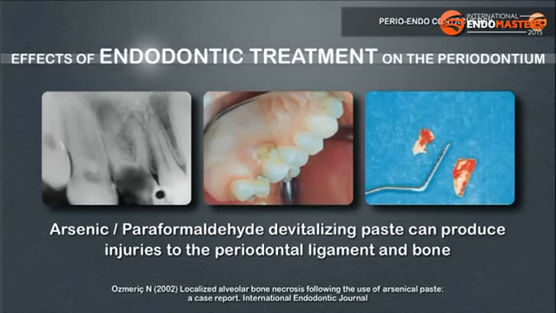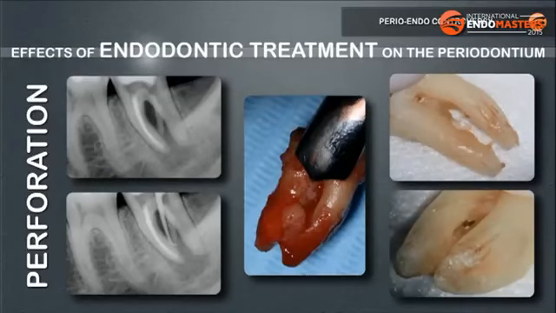Effects of the endodontic treatment on the periodontal tissues. As we will see later, destruction of the periradicular periodontium may also occur in the course of common procedures of endodontic therapy. For example, the use of very strong medications such as arsenic or paraformaldehyde-based devitalizing paste is very dangerous. It can lead to serious injury to the PDL and bony sequestrations. But the most serious periodontal destructions occur in case of perforation or root fractures.